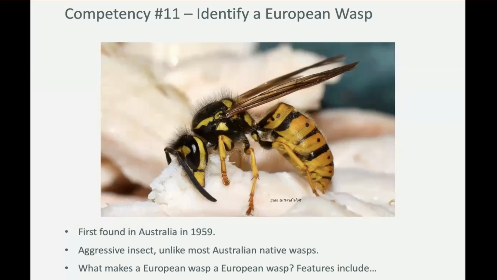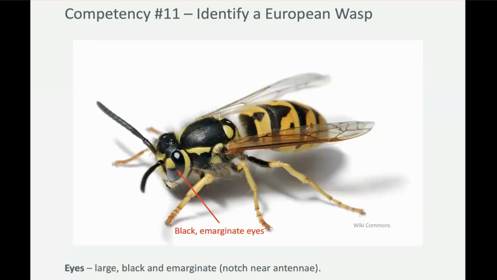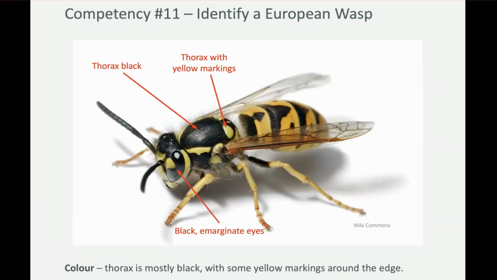They were first found in Australia in 1959, and unlike our native wasps, they're an aggressive insect. So what makes a European wasp a European wasp? They've got black eyes, and they're also emarginate. They've got this notch, black eyes. Their thorax is mostly black, and then they've got these few yellow markings around the edge of the thorax.